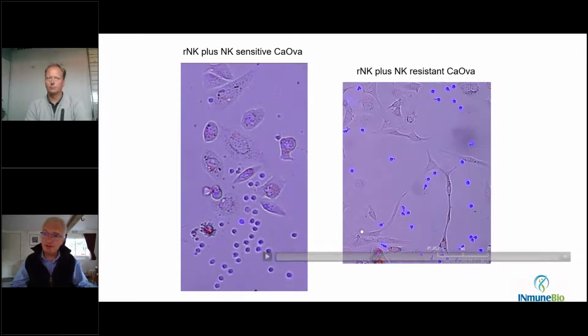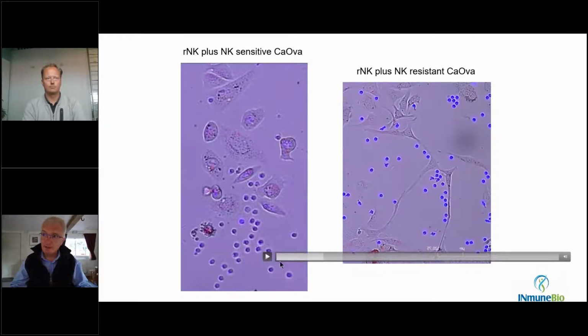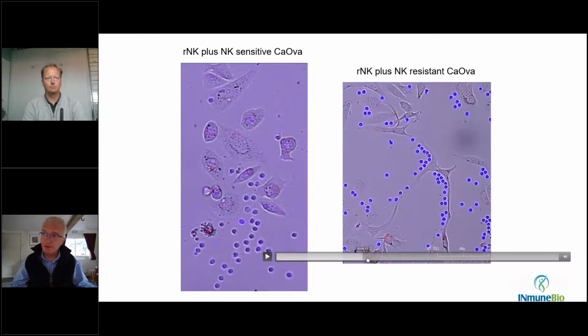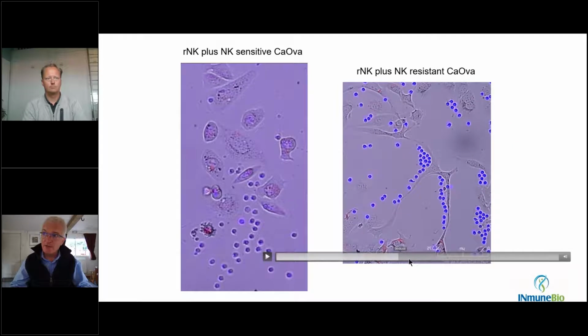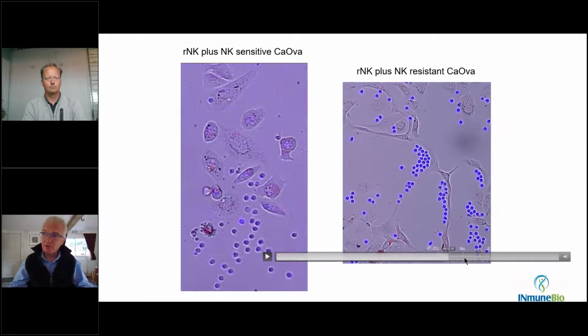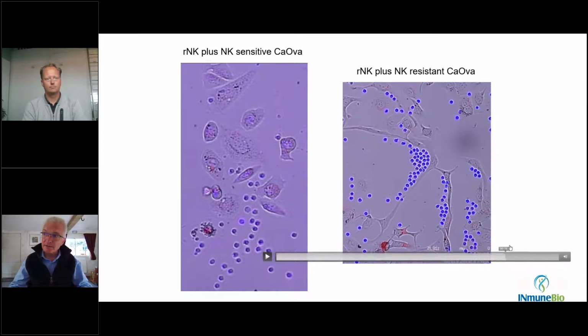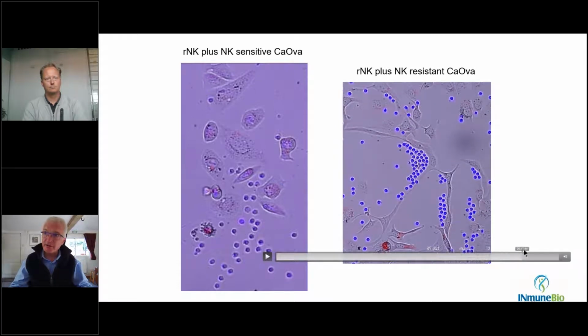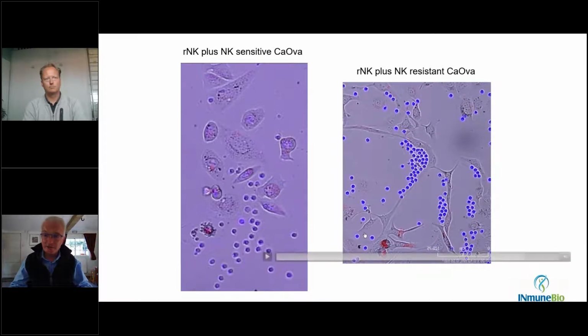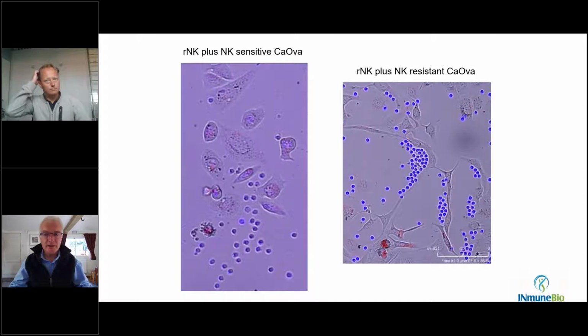In contrast, if we take the same donor NK cells, but we incubate them with an NK-resistant ovarian cancer cell line, here you can see the NK cells bind very, very weakly. They're permanently in motion, moving around those tumor cells, and there's no death whatsoever. But perfectly functional NK cells, they're very good at killing this cancer cell line, but they can't kill this cancer cell line. So this is a situation where it's the tumor cell that's deciding the outcome, not the relative ability of the donor NK cells to kill.